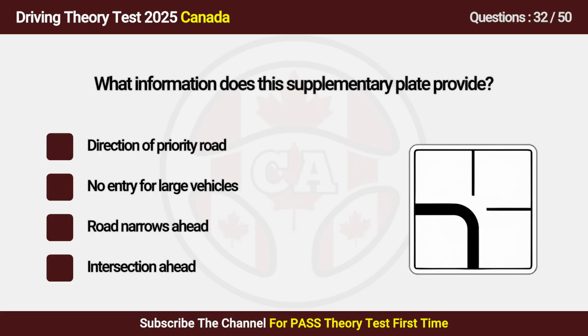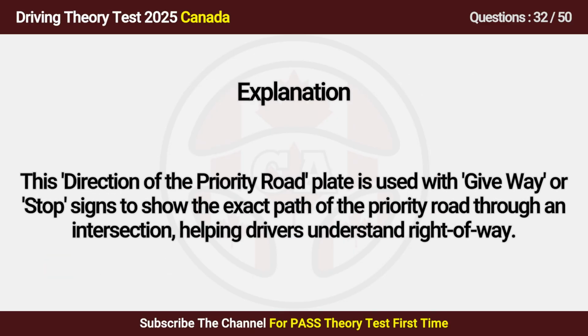Question 32. What information does this supplementary plate provide? A, direction of priority road, B, no entry for large vehicles, C, road narrows ahead, D, intersection ahead. Answer is A, direction of priority road. This direction of the priority road plate is used with give way or stop signs to show the exact path of the priority road through an intersection, helping drivers understand.